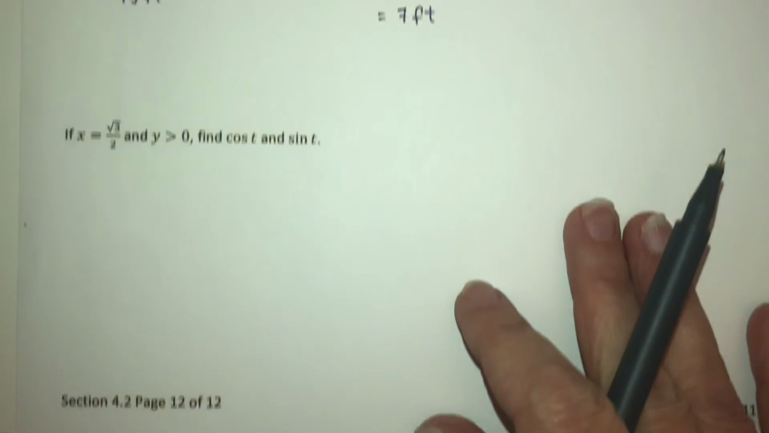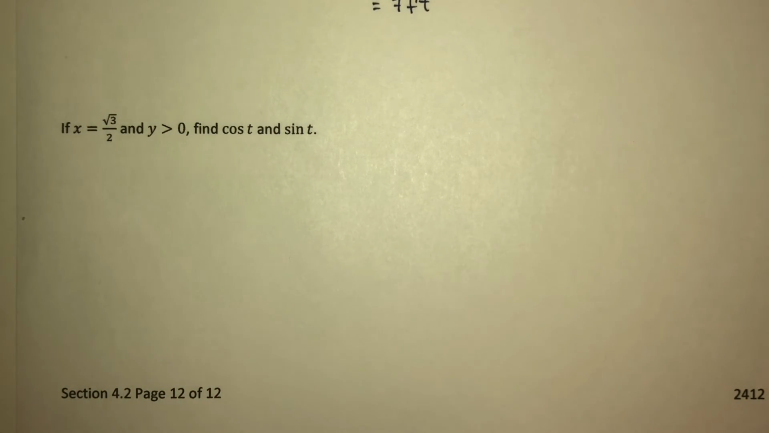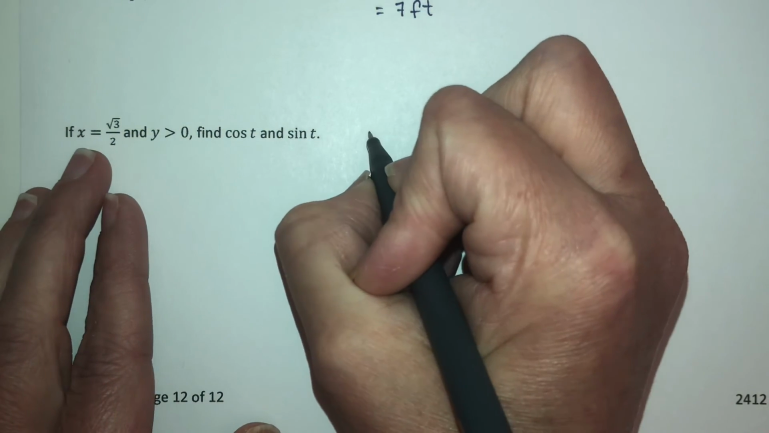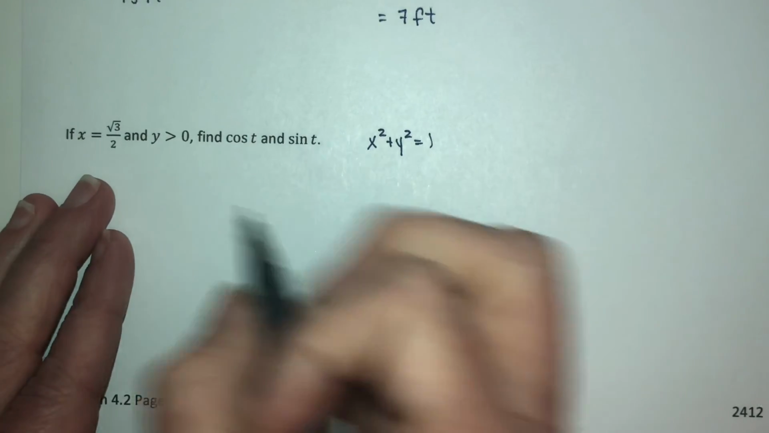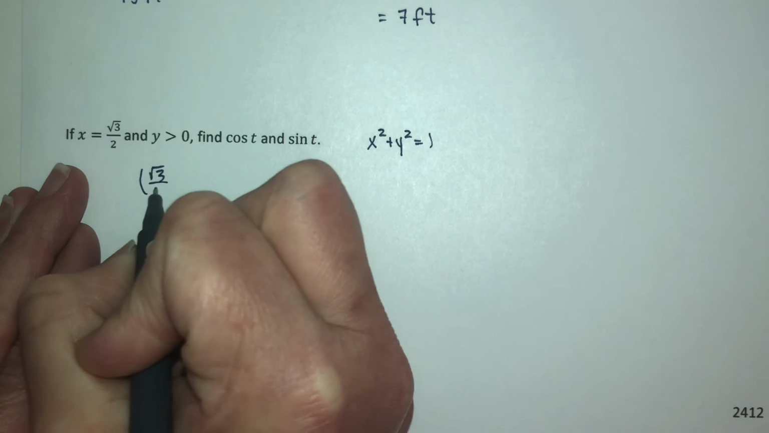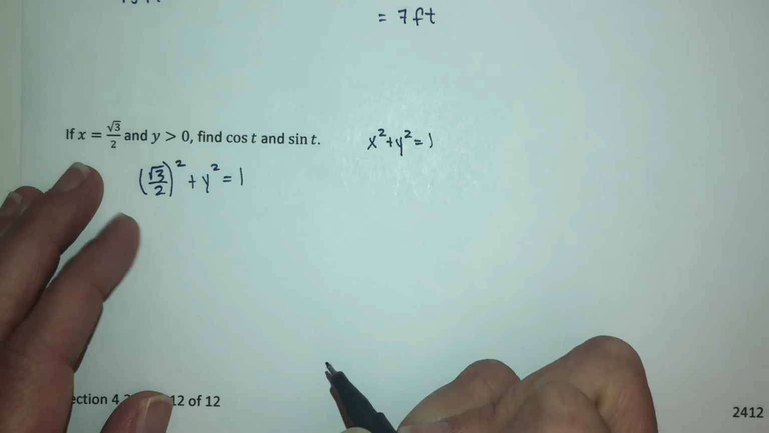Okay, now one more type of problem here. If my x value is the square root of 3 over 2, and I know that my y value is positive, we're asked to find a cosine and sine. So let's just do our calculations. If this point is on my unit circle, then I know my unit circle has to satisfy x squared plus y squared is equal to 1. We have an x value that works. So square root of 3 over 2 squared plus y squared equals 1.